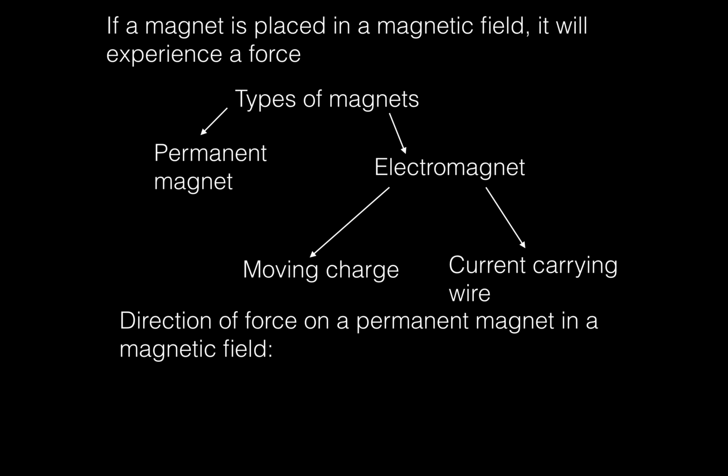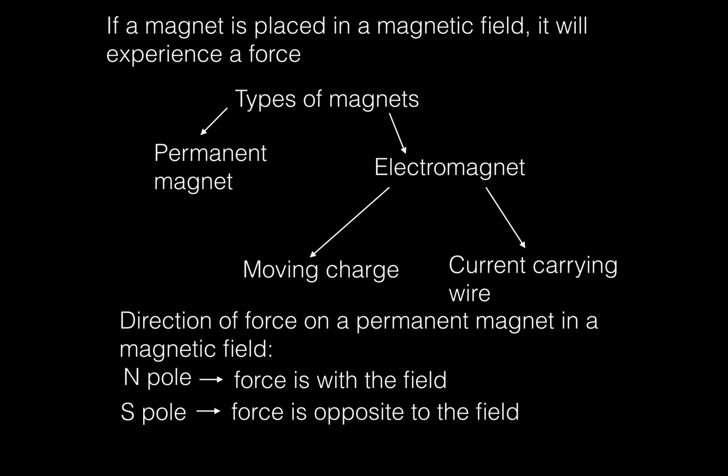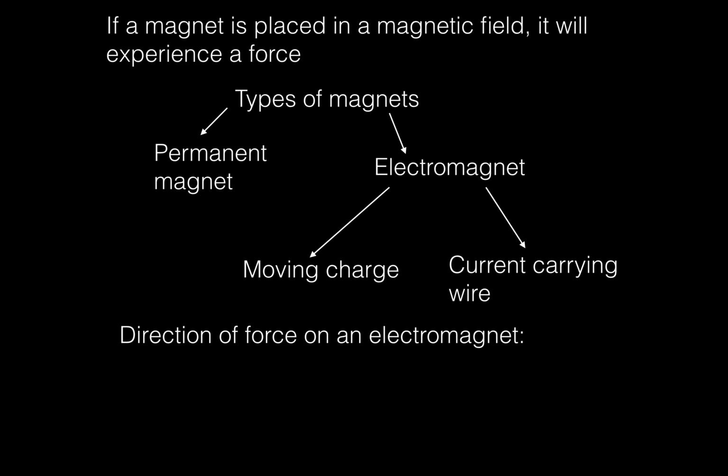The direction of the force on a permanent magnet in a magnetic field depends on the direction of the magnetic field itself. A north pole is experiencing a force with the field. A south pole will experience a force that is opposite to the direction of the field. For an electromagnet, determining the direction of the force on the magnet is a little bit more complicated. You need to use the third hand rule.